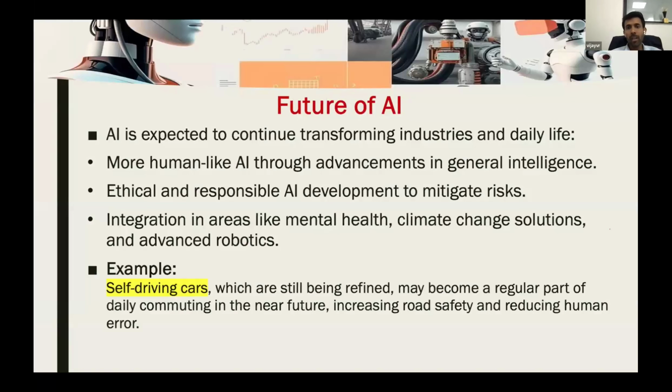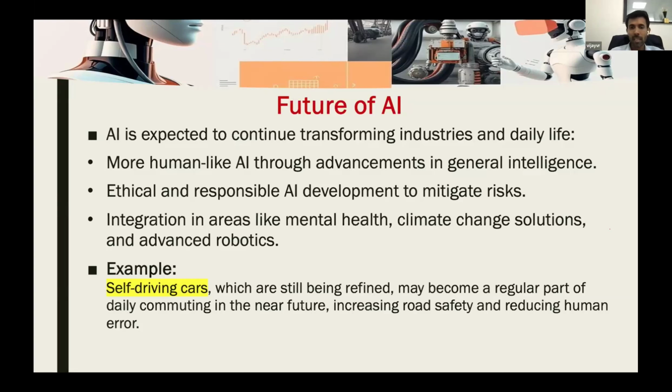So what is the future of artificial intelligence? Yes, this artificial intelligence is expected to continue transforming industries and daily life. Yes, it is influencing our daily life on a day-to-day basis, and the industries, everything. Everything is decided by this AI. So what we require is more human-like AI through advancement in general intelligence. So some humanistic approach needs to be given to this particular AI. So ethical and responsible AI development to mitigate the risk.